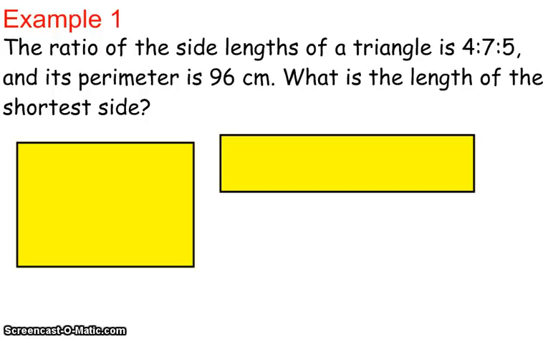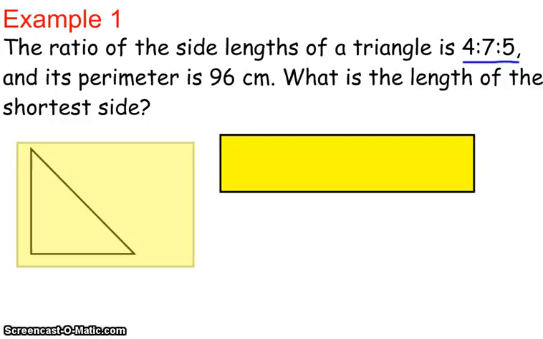All right, let's do an example regarding ratios. Now, I want to look at an example where we're going to use an extended ratio. And the extended ratio, as you'll see over to the right-hand part of this example 1, this 4 to 7 to 5, that's an extended ratio. Instead of having two numbers, we're using three numbers. Now with example 1, it states this. The ratio of the side lengths of a triangle is 4 to 7 to 5, and its perimeter is 96 centimeters. What is the length of the shortest side?